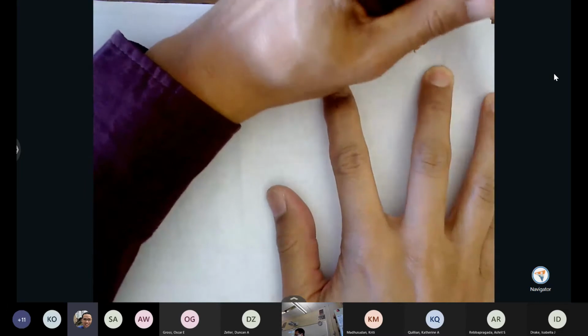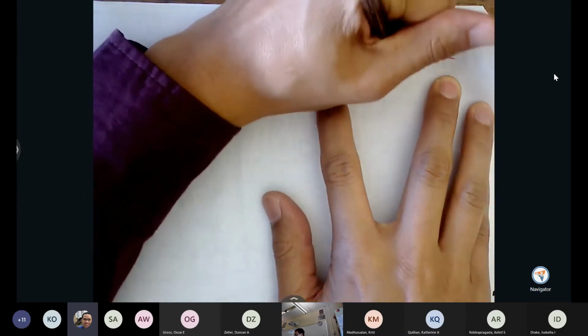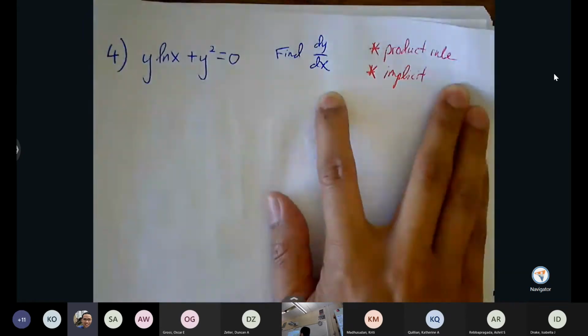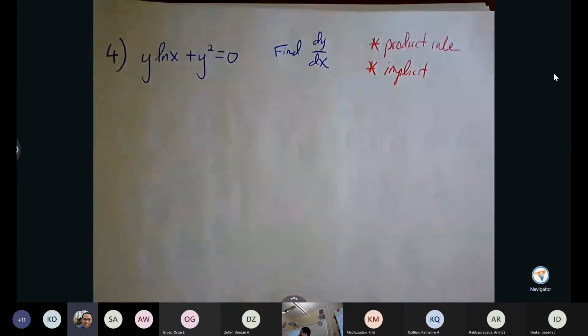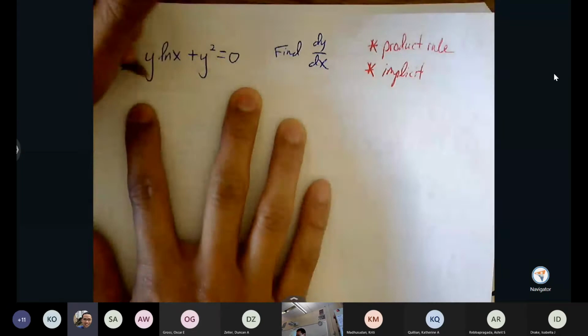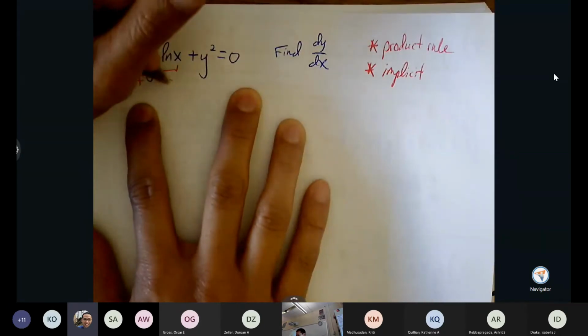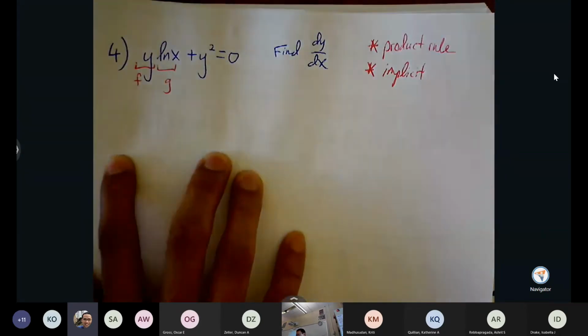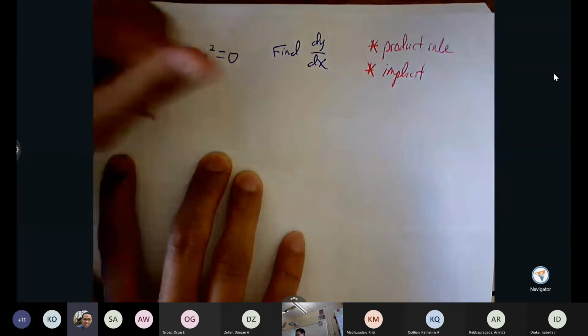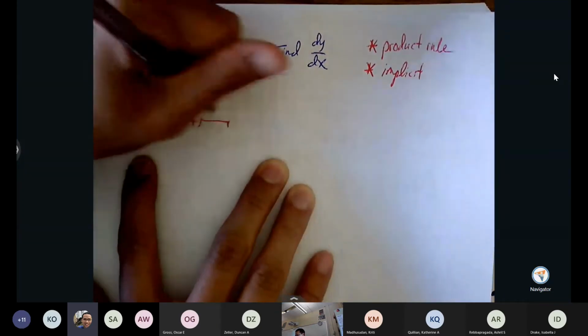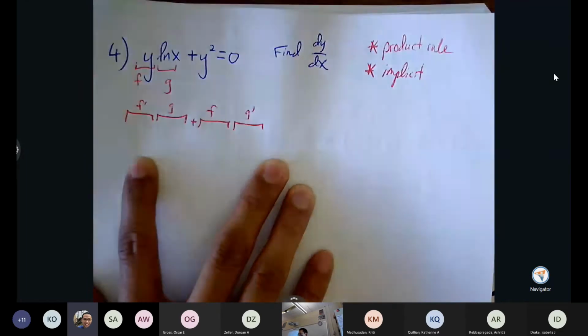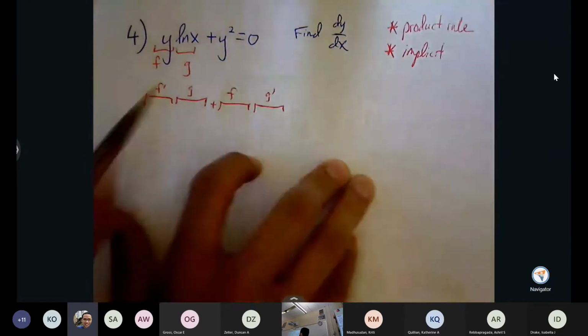Good. Product rule, because y and natural log of x are connected by multiplication. There are two separate things. We have to involve product rule. Implicit, because you have multiple y's in the equation, right? The y's and x's are not cleanly separated. All right, so let's see if we can fill these in here.